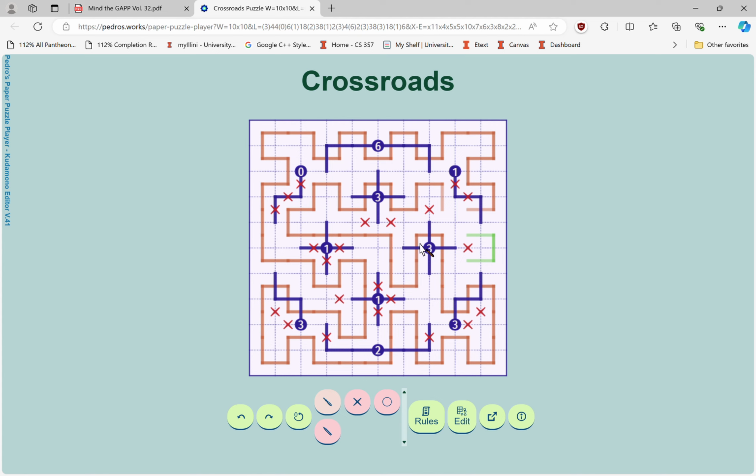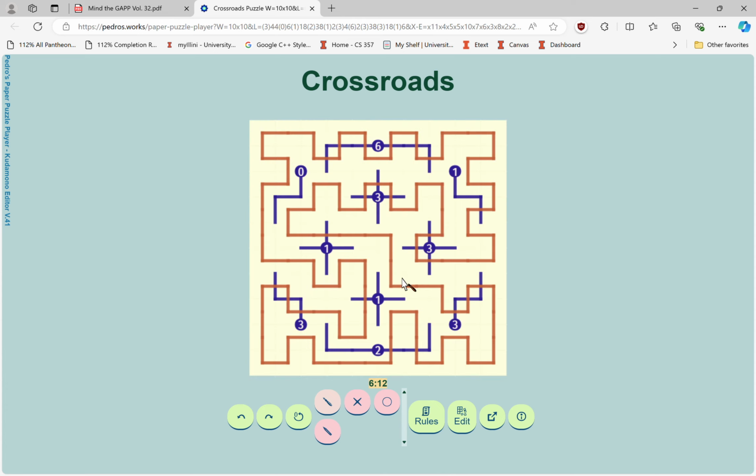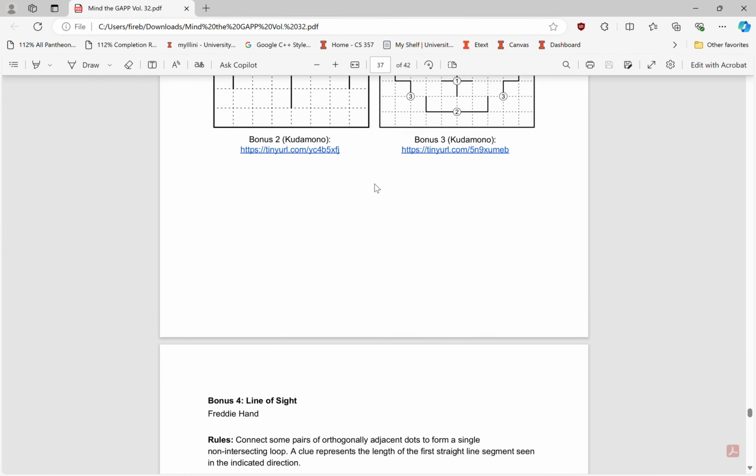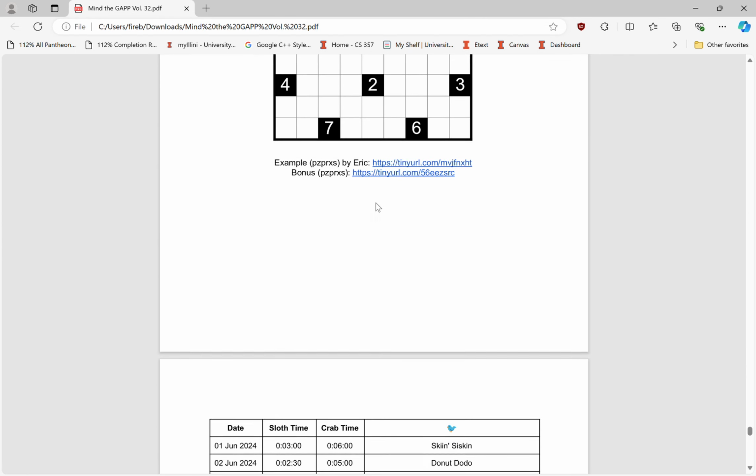Let's see. Clearly I've made some mistake somewhere in here. I think it was... Oh, yeah, no. There we go. That's the actual correct thing at the end.